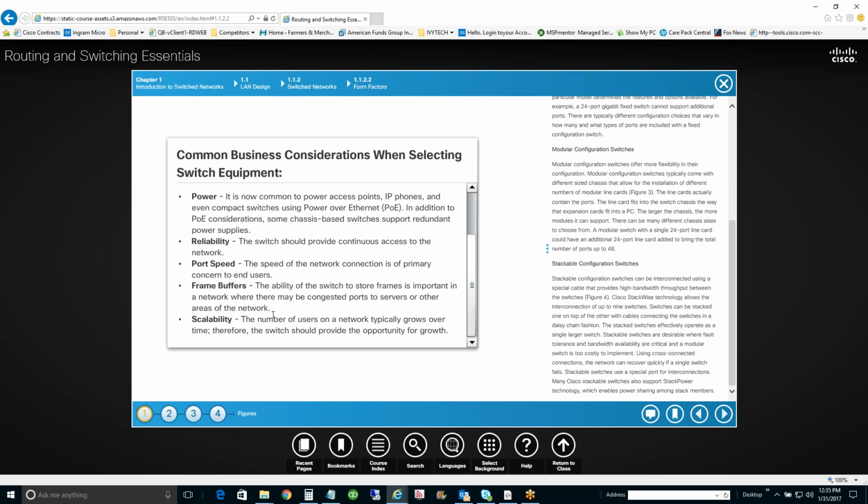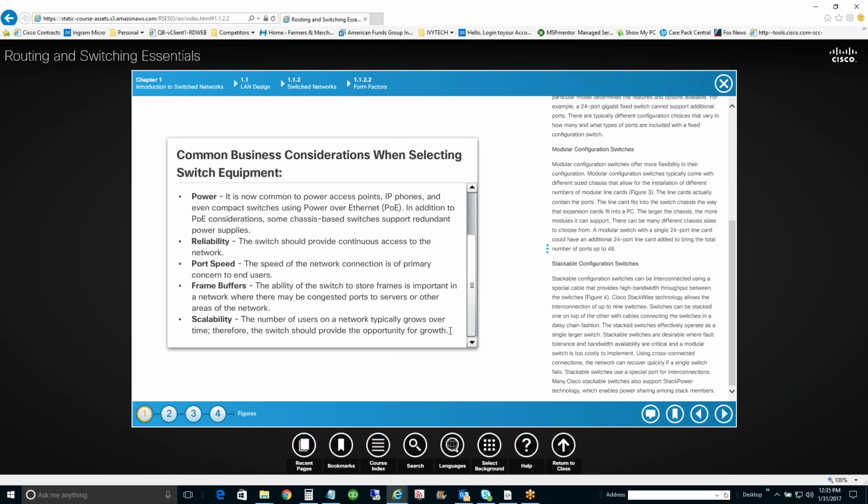What frame buffers means is that the switch has the ability to store traffic in a buffer, and it holds it so that it can be transmitted out to the destination port as soon as it becomes available, as opposed to the sending or source device having to resend it multiple times. And then the scalability of your switch, allowing a little room for growth.